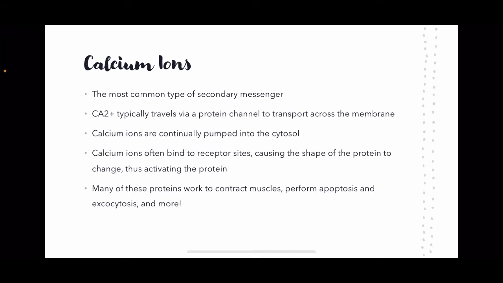And calcium ions often bind to receptor sites, which causes the shape of the protein to change, thus activating the protein. And many of these proteins work to contract muscles and perform processes such as apoptosis and exocytosis and more.